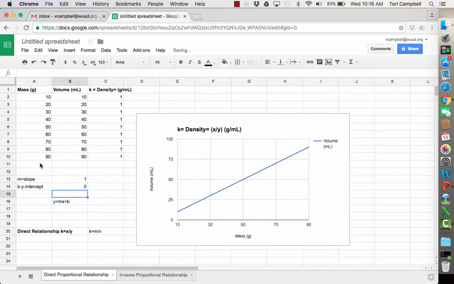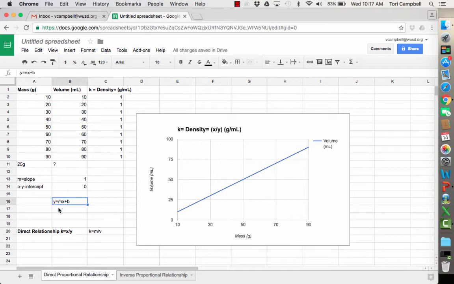So let's say that I want to find an unknown value. Obviously this data is fairly simple, so let's say I have 25 grams, and I want to find what volume that is. If the numbers were more complicated, this would be more relevant. So we can assume that it's going to be 25 milliliters, but let's just pretend we didn't know that.